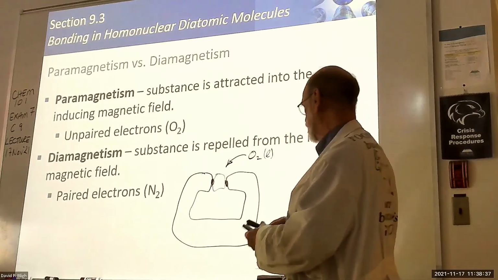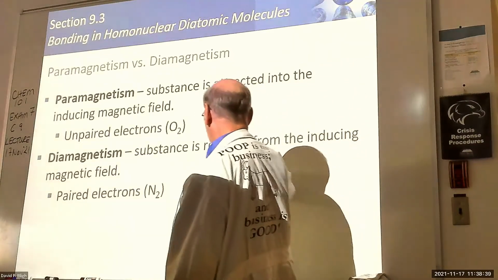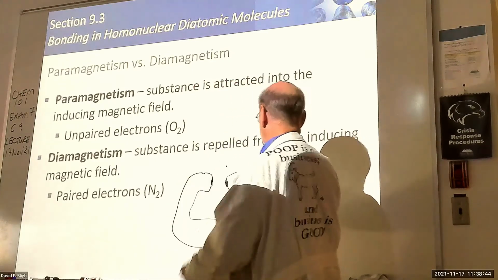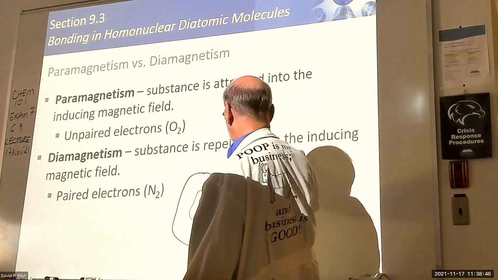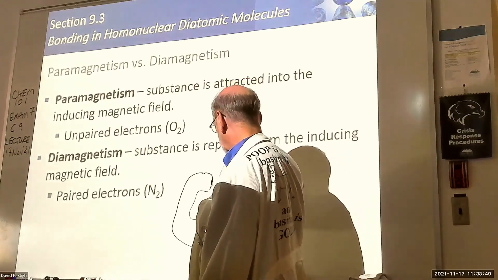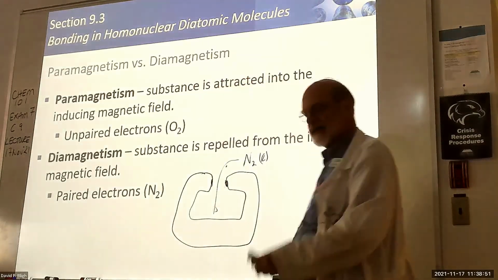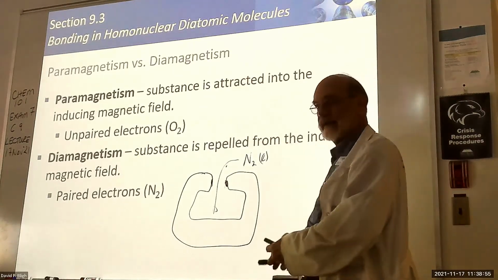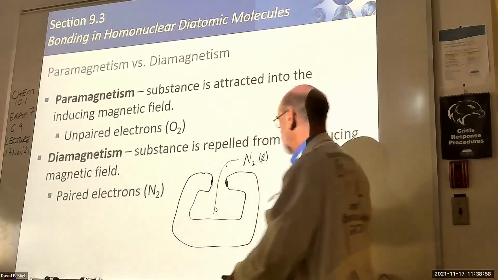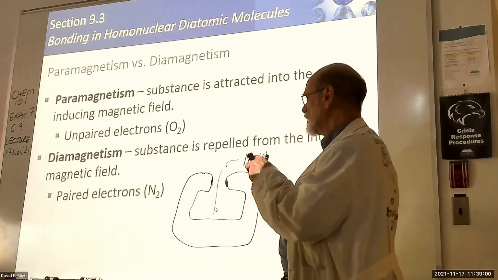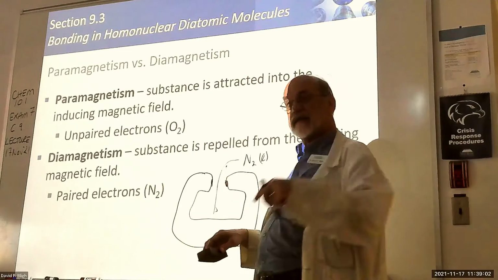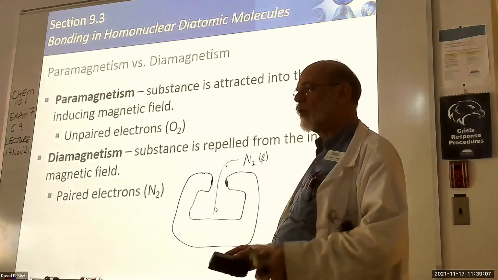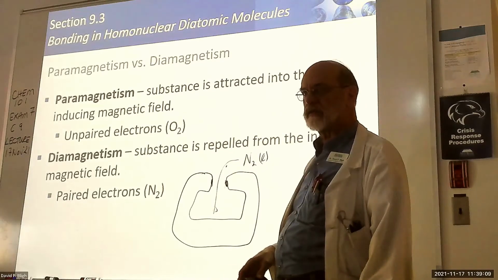That's paramagnetism. Now, if you do the same thing with liquid nitrogen, pour that in there, it goes straight on through. That's diamagnetism. It's actually repelled by the magnetic field. And the difference between the two is that the diamagnetic molecules have all paired electrons. There are no unpaired electrons in the structure.